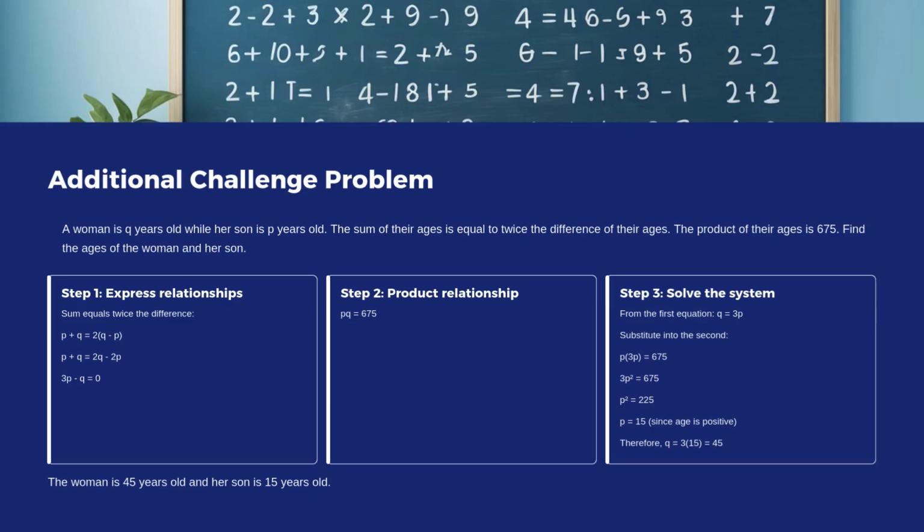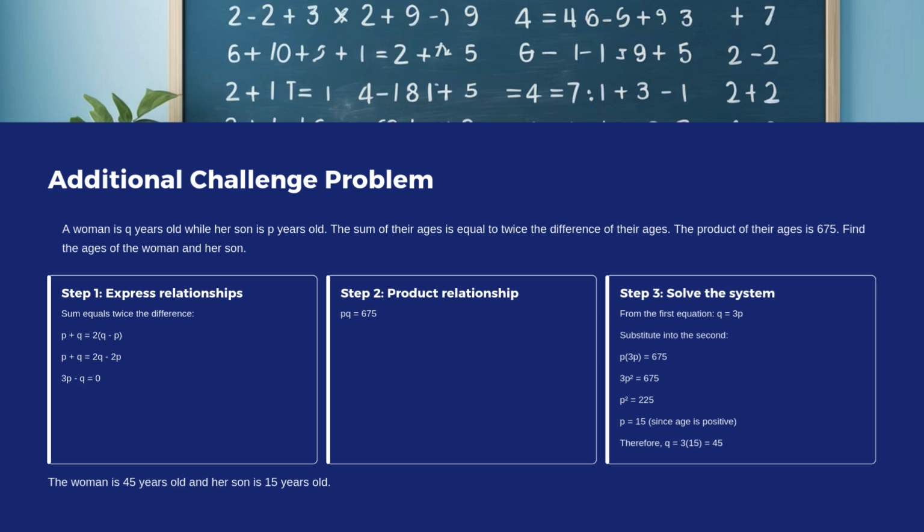This gives P multiplied by open bracket 3P close bracket equals 675. This is derived by replacing Q with 3P in the product relation. 3P squared equals 675. This results from multiplying P by 3P to obtain 3P squared. Divide both sides by 3 to isolate P squared. P squared equals 225. This is obtained by dividing 675 by 3.